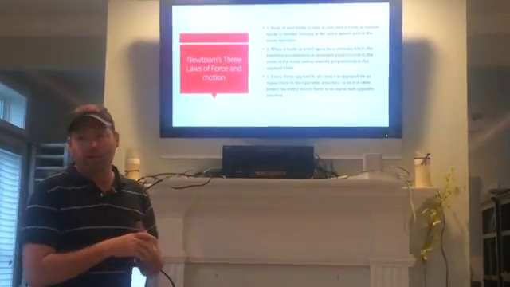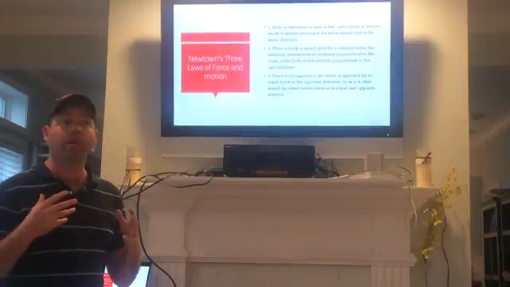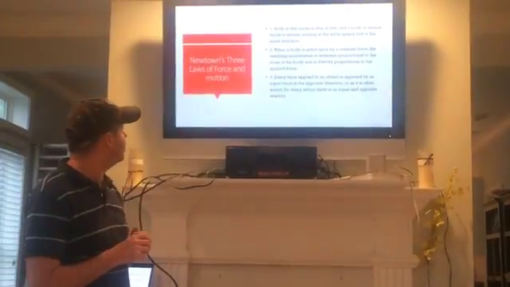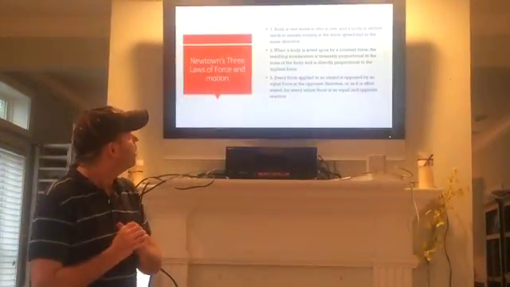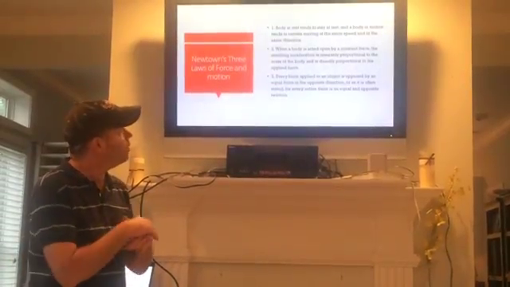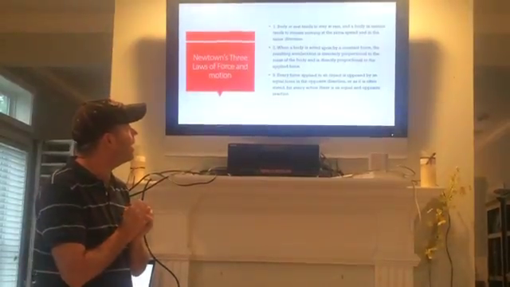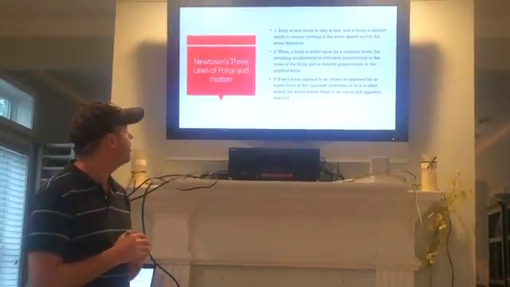Now, when we're talking about lift, we're going to talk about a couple different laws. And the first one we're going to talk about is Newton's 3 laws of force and motion. The first one is a body at rest tends to stay at rest, and a body in motion tends to remain in motion at the same speed and in the same direction.